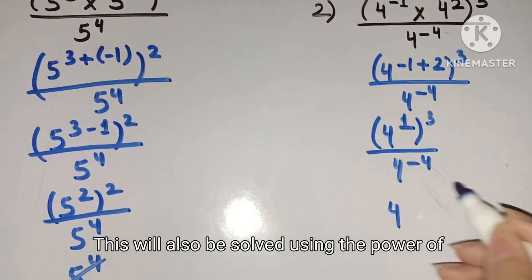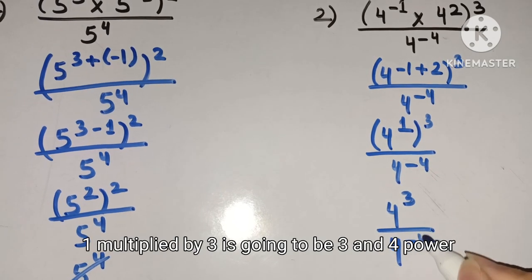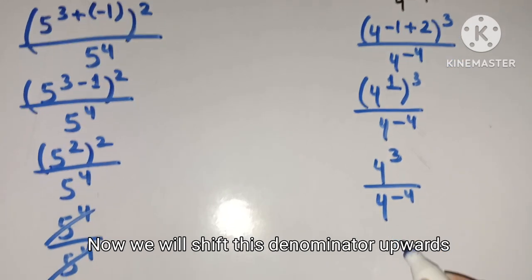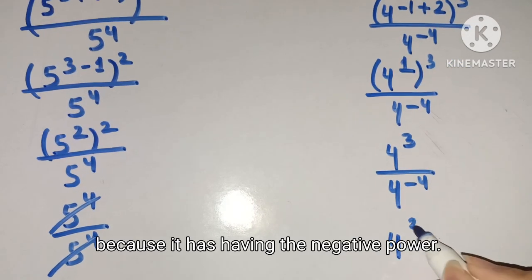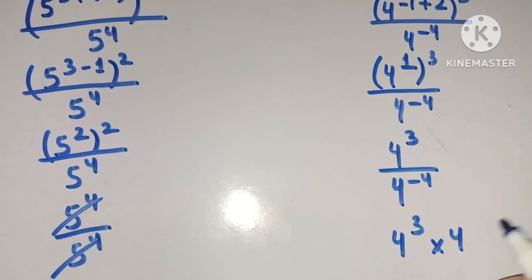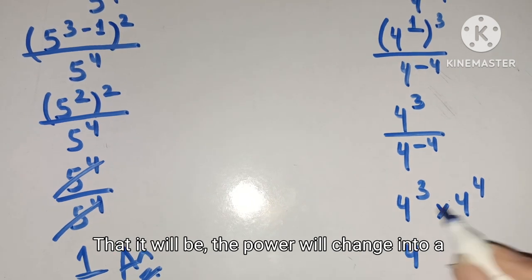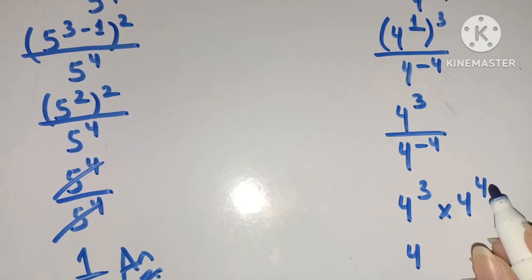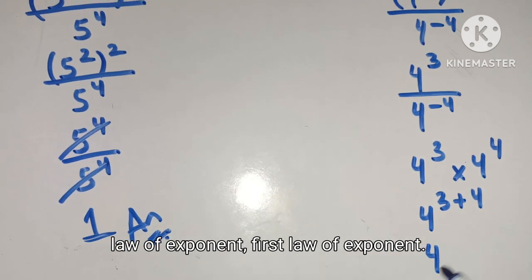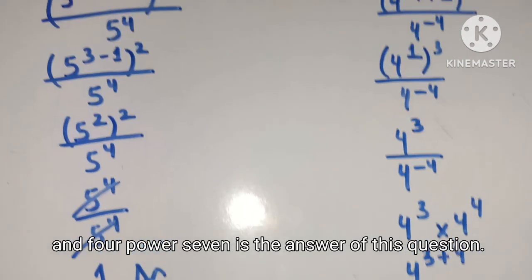This will also be solved using the power of a power law. 1 multiplied by 3 is going to be 3, and 4 power minus 4 will come as it is in the denominator. Now we will shift this denominator upwards because it has the negative power. When you shift it upward, it will have the positive power. So the power will change into a positive. 3 plus 4 you will do according to the product law of exponent, the first law of exponent. So 3 plus 4 is 7, and 4 power 7 is the answer of this question.